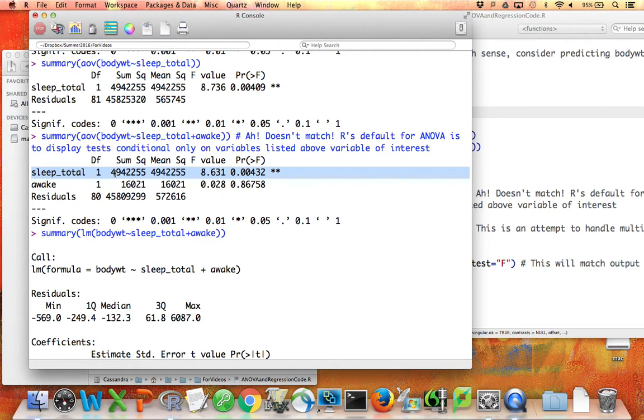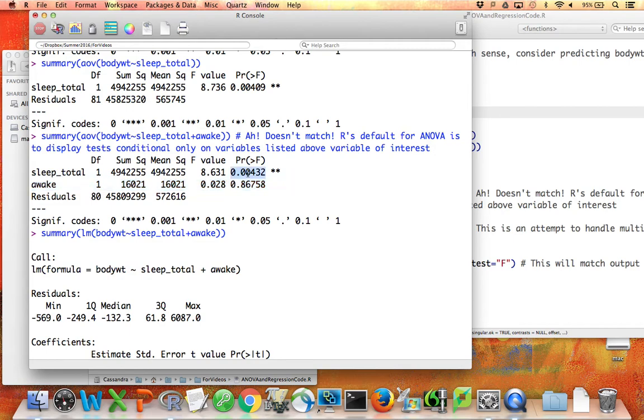This first row of the ANOVA table is not asking a question about any model that involves awake, but rather it's comparing the equal means model to the model with only sleep total. And so what R is doing is, for each row in this ANOVA table, it's comparing the model that includes all the predictors up to this point to the model that includes all the predictors before this point. So again, for the first row, there's no predictors above it, so it's comparing the equal means model to sleep total only. For this row, it's comparing sleep total to sleep total plus awake.